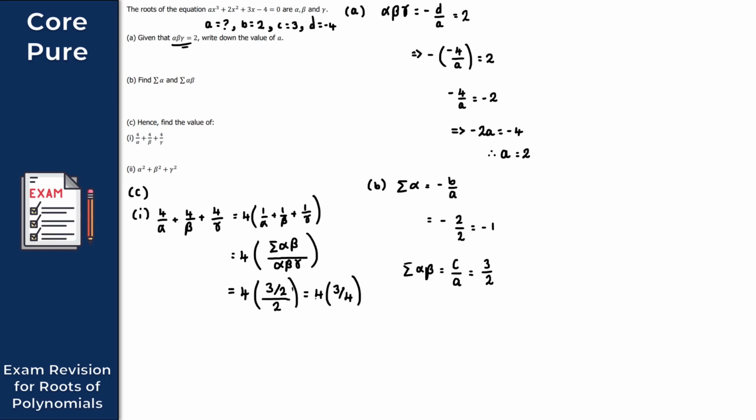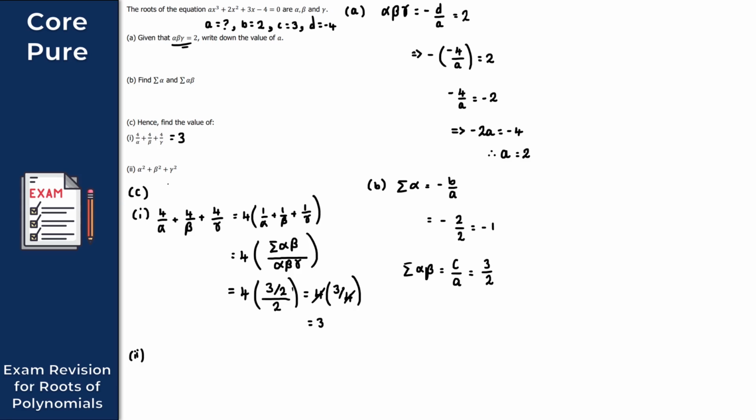Obviously, what will happen here then is the 4's will just cancel, and we just get left with 3. So the solution to C part 1 is 3. And now for the second part of part C, this is part 2. What have we got here then?